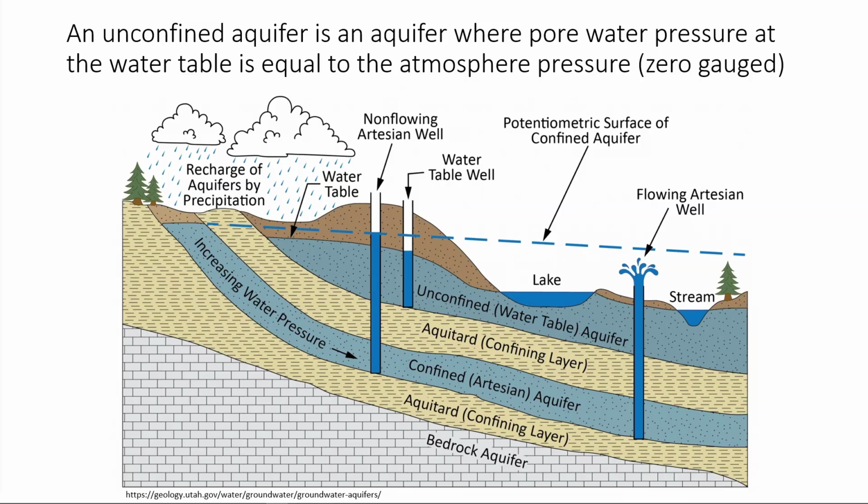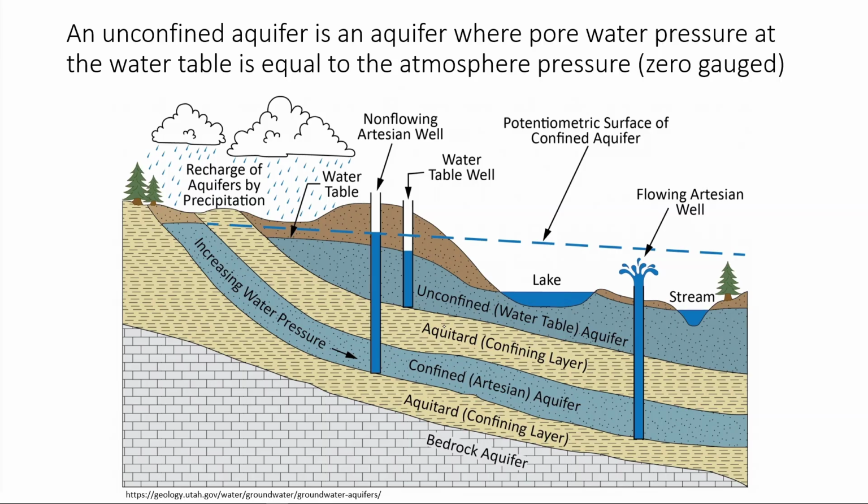Let's make this more like a thinking exercise, a critical thinking exercise, and let's do it together. So you see here in this image, this is your land surface. What is this? This is an unconfined aquifer because it's directly connected to the land surface. This would be an aquitard, a confining layer, and this would be another aquitard, another confining layer, and this would be your bedrock.